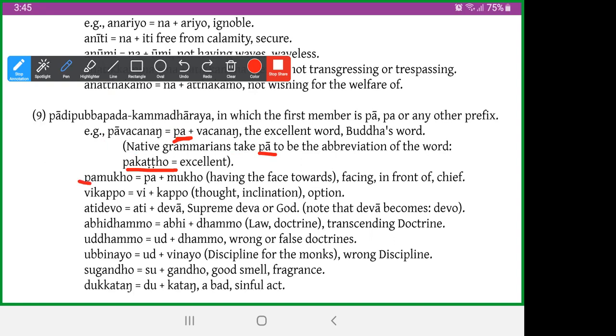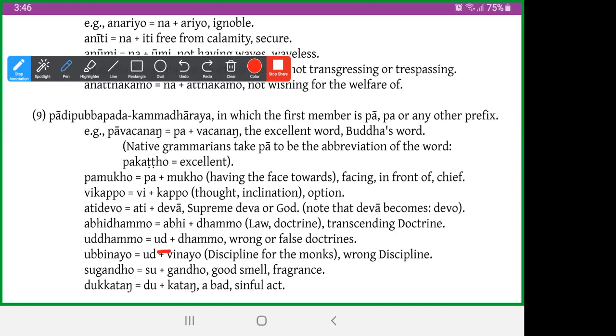Okay, so you got pamokho. So totally the meaning of pamokho, front, chief, right? So sometimes we have the pamokkha. In Myanmar, we always say pamokkha means the most important monk or the chief. So this word is always used in Myanmar also, pamokkha. Right? So vikappo means thought, option, right? Sometimes we call it alternative, vikappo. So deva, you know the meaning. You would put the word ati deva, supreme deva or God. So abhidhamma, you know the meaning, all right?